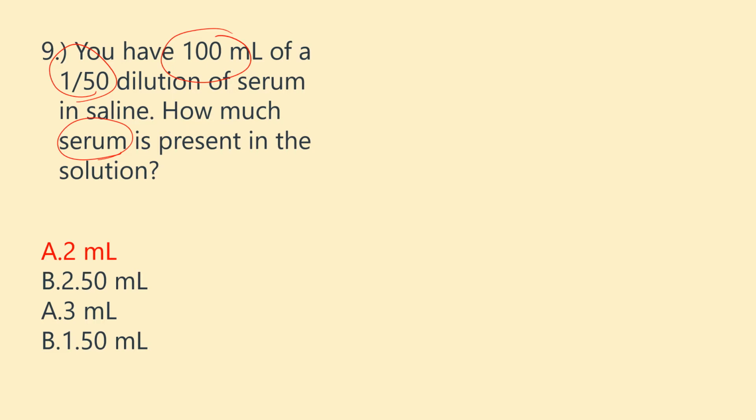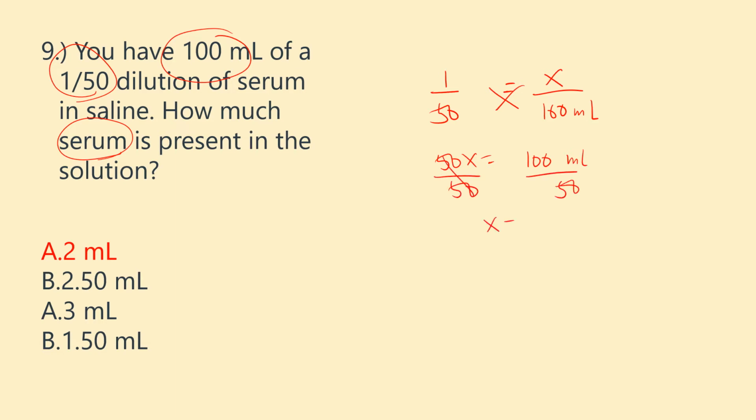So in solving this, you have 1 over 50, which is equal to x for the volume of the serum, and you have 100 ml as the total volume of the solution. So do cross multiplication. 50x is equal to 100 ml. So you divide both sides by 50, and you will have the final answer of 2 ml. So therefore, in a 100 ml of a 1 over 50 dilution of serum in saline, the serum is 2 ml.